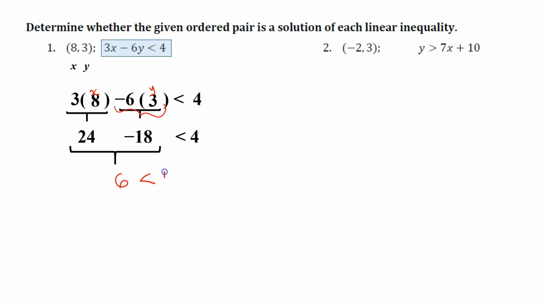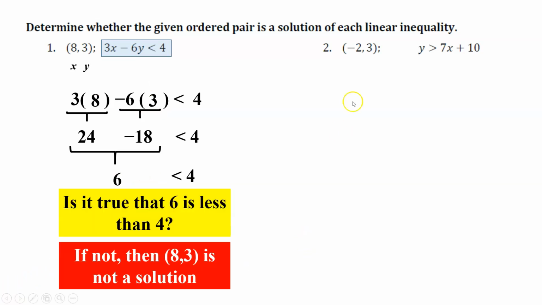So 6 is less than 4. Now, is this true? Is 6 less than 4? No. If it's not true, that means that 8, 3 is not a solution. All right, get ready because we're going to do number 2 in just a moment. Let's do the next one.